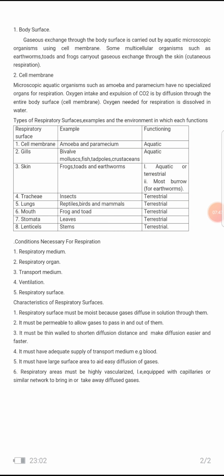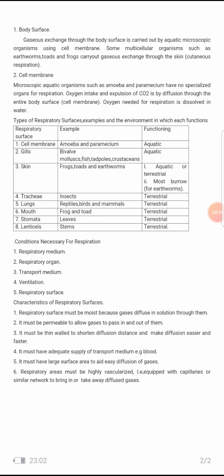Trachea in insects. They function in terrestrial habitats. Lungs in reptiles, birds, and mammals. They also function in terrestrial habitats. Mouth in frog and toad. They function in terrestrial habitat as well. Stomata in leaves, terrestrial, and lenticels in stems, terrestrial.